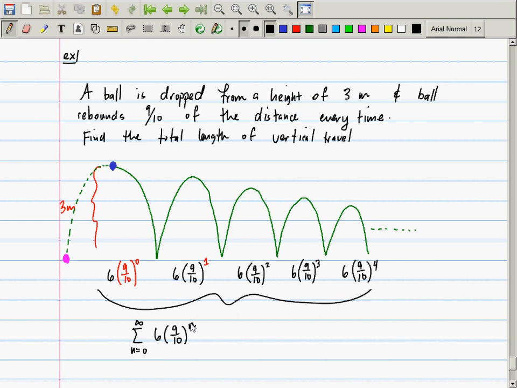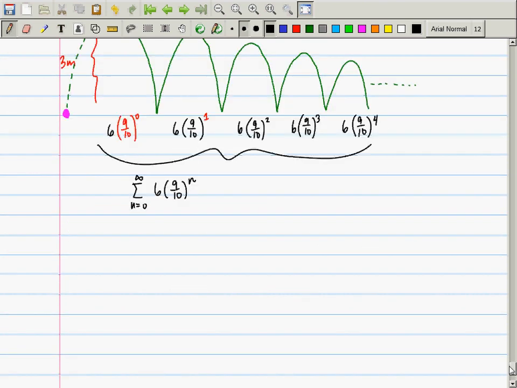So this is a geometric series. Is it a convergent geometric series? Yes, it's convergent, because the ratio r is, in absolute value, less than 1. It's 9/10 in particular. So then 6 over 1 minus 9/10. So this is 6 over 1/10, so this is 60. So 60 meters. Is 60 meters the answer to the question?